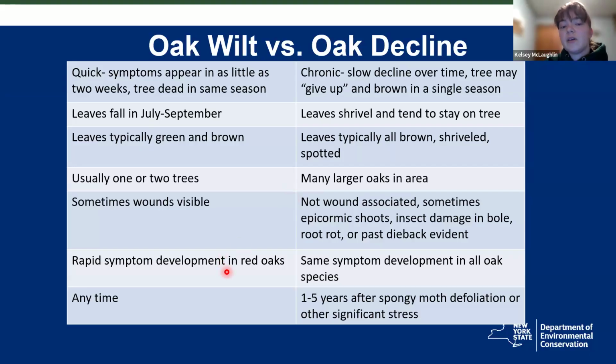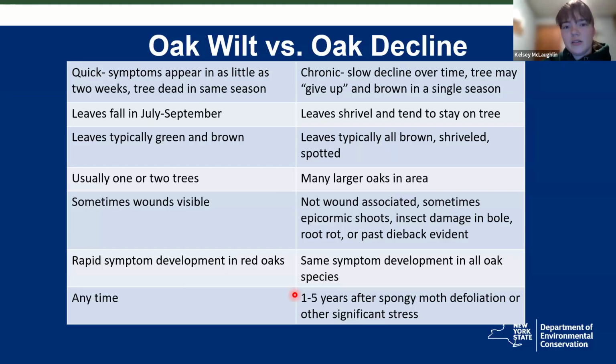Oak wilt has that really rapid symptom development in red oaks in particular, versus oak decline has the same symptom development in all species. So if your white oak browns out in a single season, it's not oak wilt, it's more likely it's oak decline. And then oak wilt can happen anytime, versus oak decline happens 1 to maybe 5 years after spongy moth defoliation or some other big significant stress event.